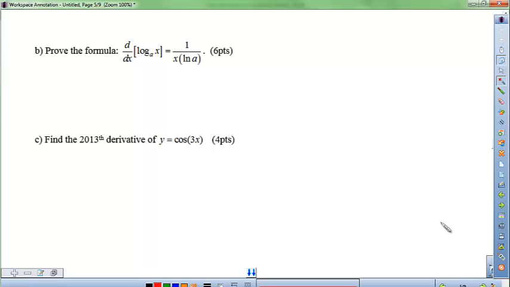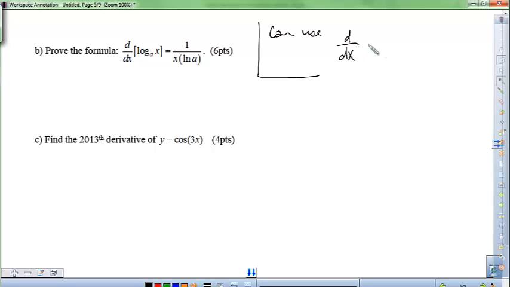A couple more theory type questions. Proving a formula. When you have a function, there should be a few things that you should know, and I think for this formula I probably should have stated that you can use this particular formula, that the derivative of any number constant raised to a power is equal to that very same thing times the ln of that constant.